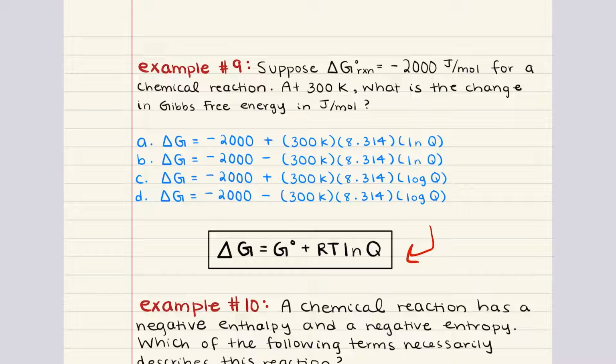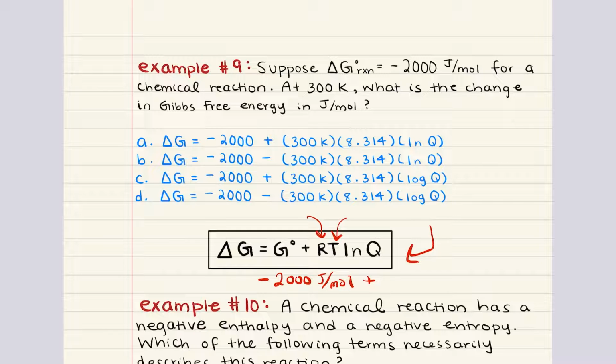We don't have to do any calculations here because we're actually not given enough information to calculate the free energy of this reaction at non-standard conditions. Now we know that the standard free energy change of a reaction is minus 2,000 joules per mole. We also know that temperature is 300 Kelvin. R is the ideal gas constant, and this is going to be equal to 8.314 joules per mole per Kelvin.